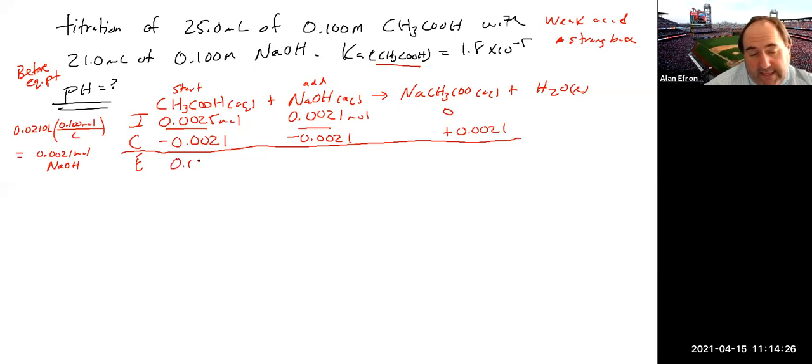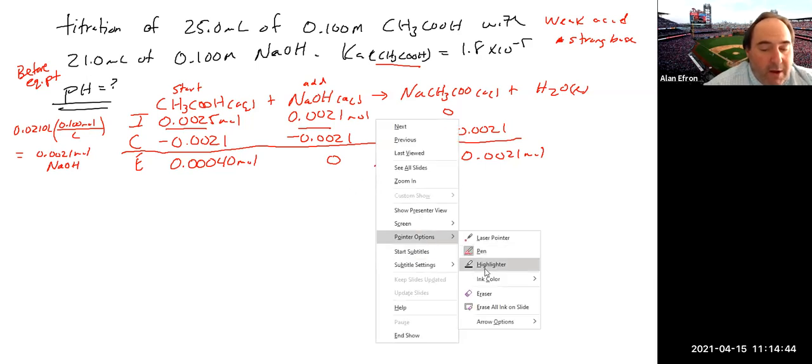0.0004 moles of this guy. Put the right number of zeros there. Nothing of this guy. 0.0021 moles of this guy. Any questions on the ice table so far?